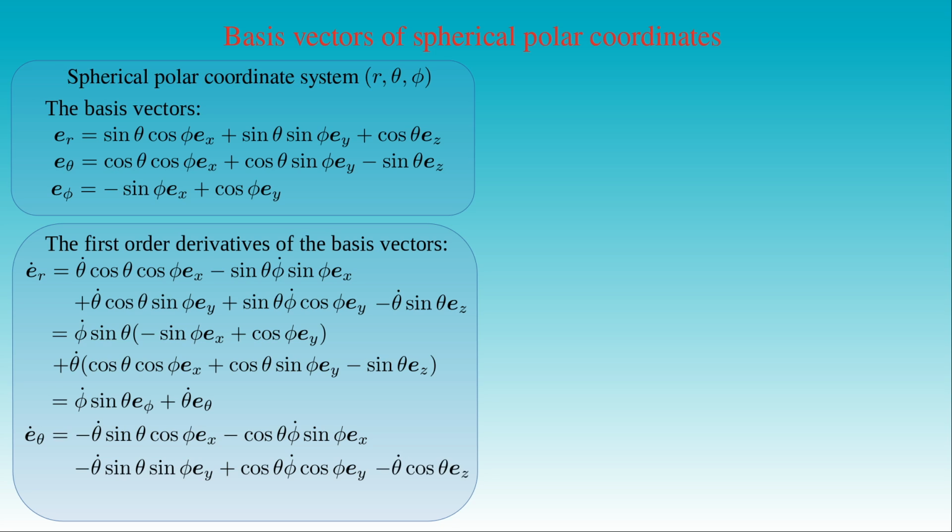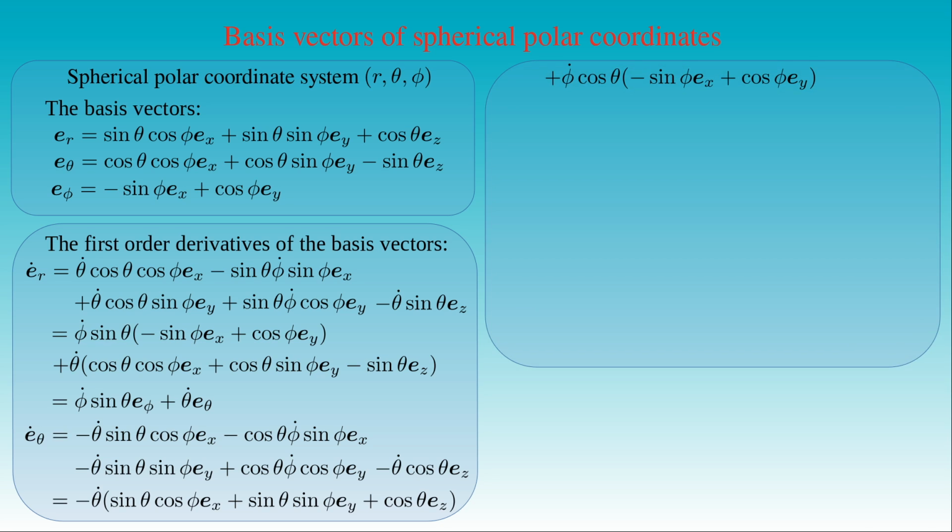If we factor out minus theta dot from the first, the third, and the last terms, we obtain minus theta dot times sine theta times cosine phi times ex plus sine theta times sine phi times ey plus cosine theta times ez. We can also factor out the term phi dot times cosine theta from the second and the fourth terms, which gives plus phi dot cosine theta times the sum of minus sine phi times ex and cosine phi ey. Now we see that the terms in the parenthesis of the first term give the basis vector er, whereas the terms in parenthesis of the second term are equal to the basis vector E phi. Then the derivative of the basis vector E theta is equal to minus theta dot times the basis vector ER, plus phi dot times cosine theta times the basis vector E phi.